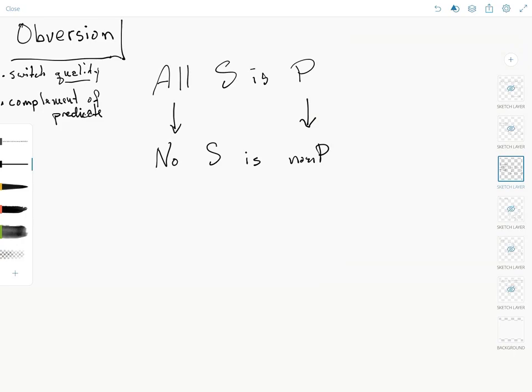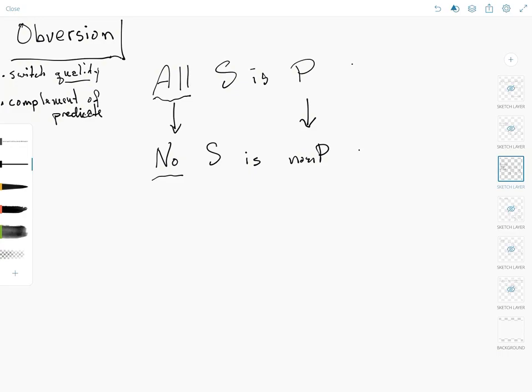Okay, so this is a good example of what happens in obversion. So the first thing to notice is, what do we keep? We keep the quantity. So we start with the universal and end with the universal. We keep the is intact, right? So that's our copulative verb. But look what does change. We've changed from affirmative in the premise to negative in the conclusion.